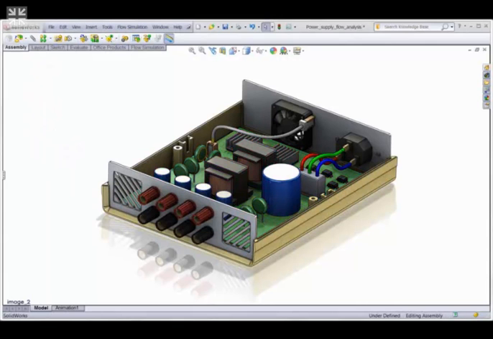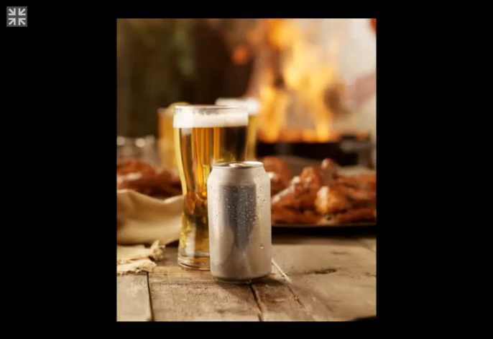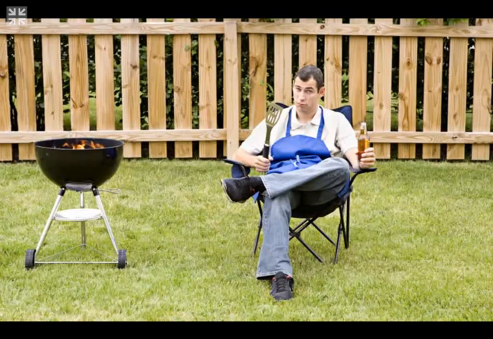To demonstrate how SolidWorks simulation works, let's take a quick look at a fun little problem we are all familiar with. It's a beautiful day, and Jimmy has decided to throw some steaks on the grill. While grilling, Jimmy sets his beer down at the side of the grill, something many of us may have done. But unless Jimmy likes to drink warm beer, he might have a problem.